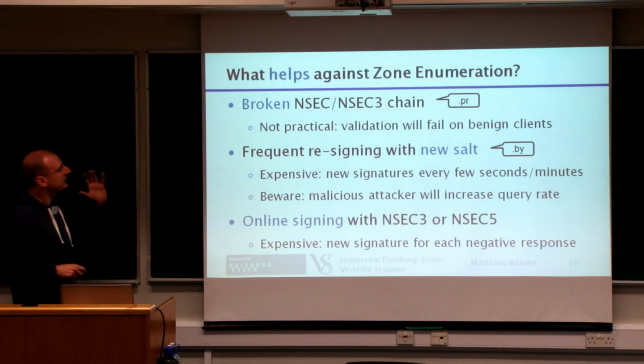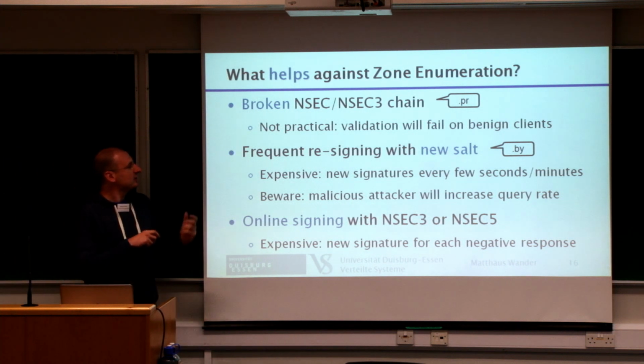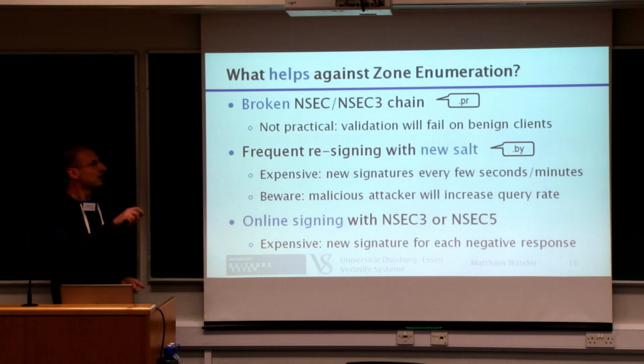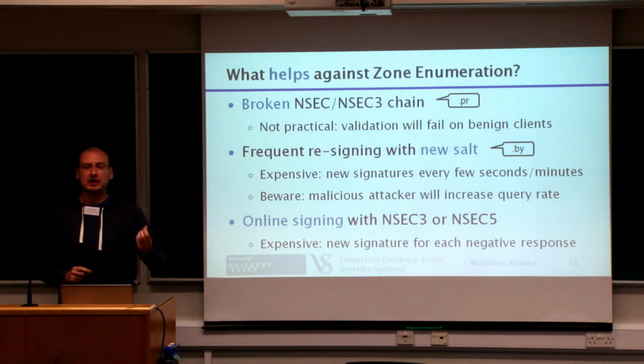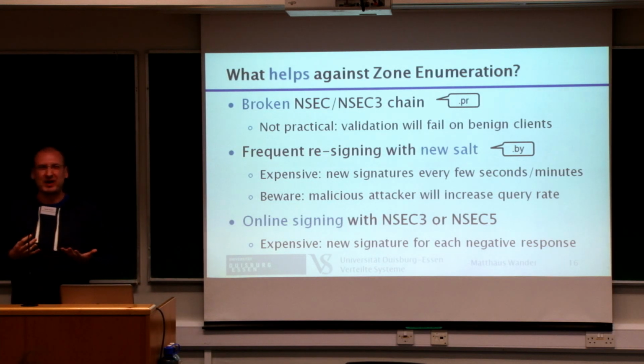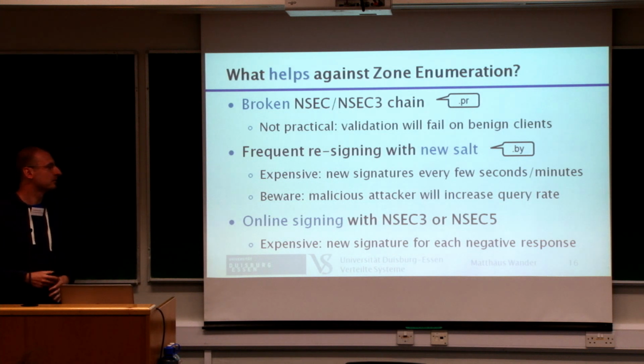But this is not a practical defense mechanism, because they are returning invalid responses. So for some queries, if a real client is asking and getting a response, it will be an invalid response. It will not validate. So this is not something that you can use in practice as a defense mechanism.